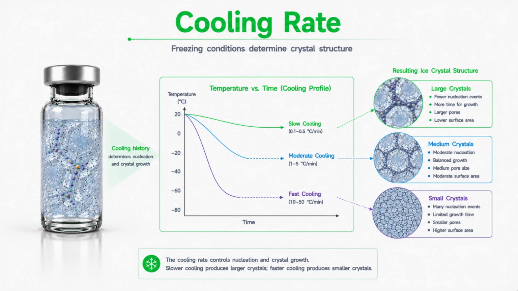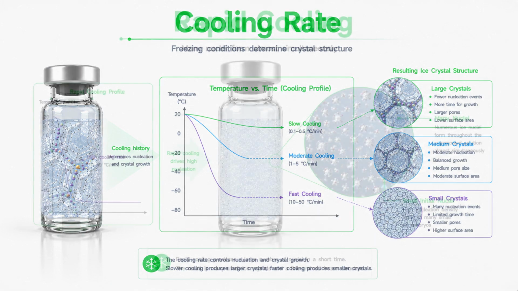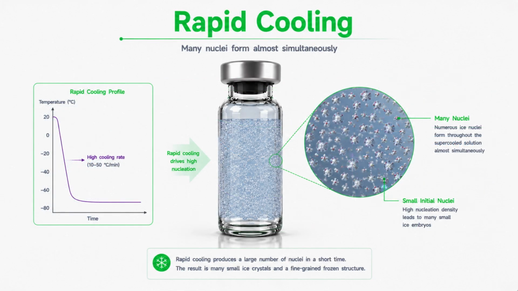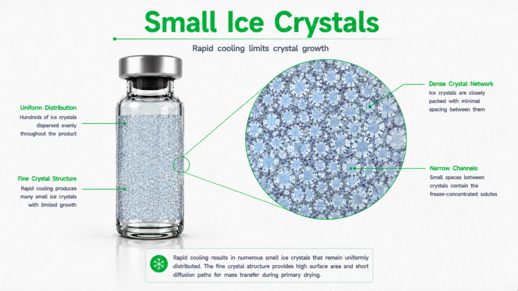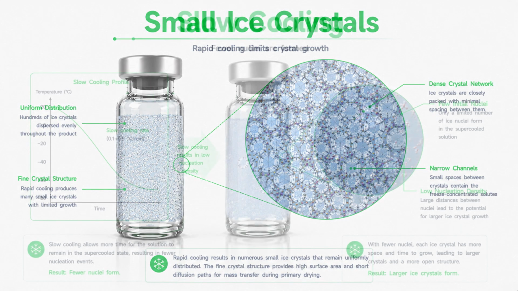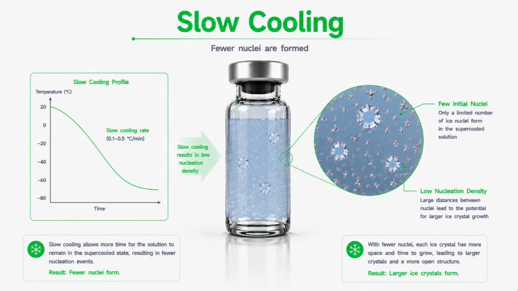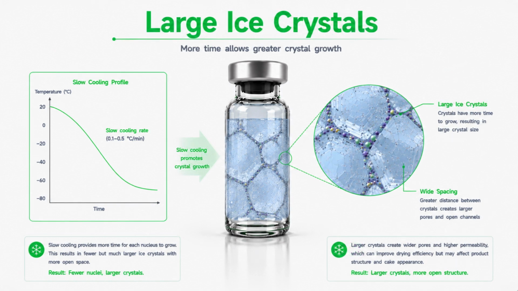The rate of cooling strongly influences the frozen microstructure. Rapid cooling creates many nucleation events. With many crystals competing for available water, each crystal remains relatively small. Slow cooling produces fewer nuclei. Those crystals have more time to grow, resulting in much larger ice crystals.